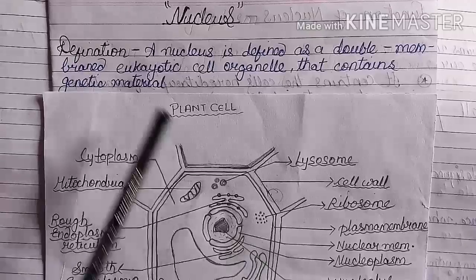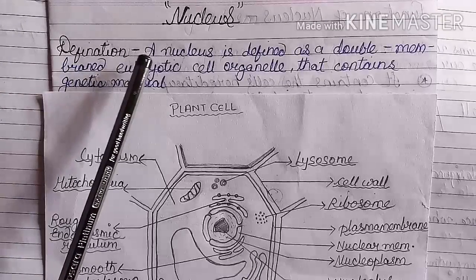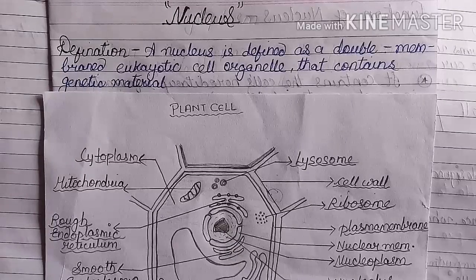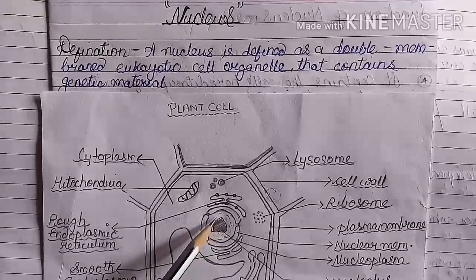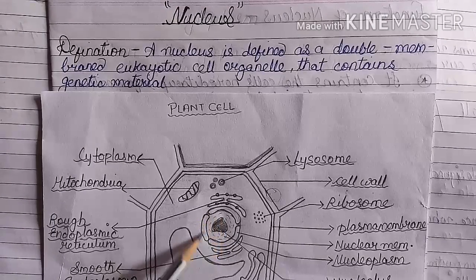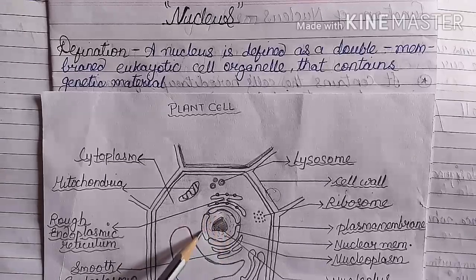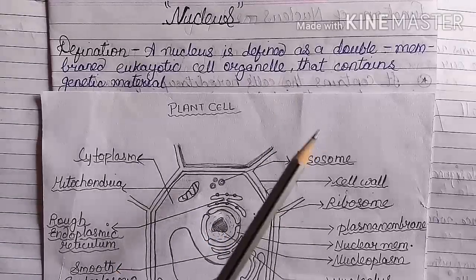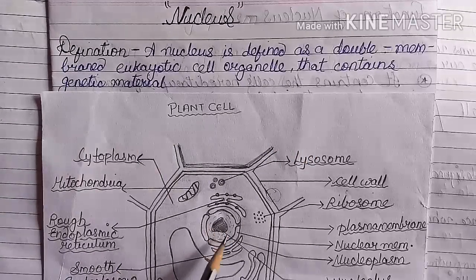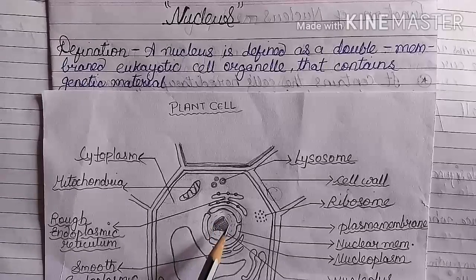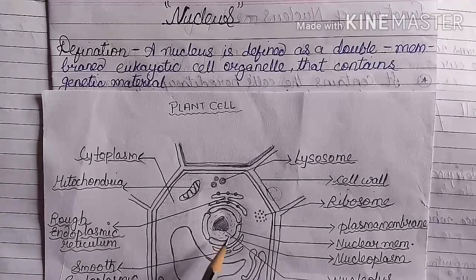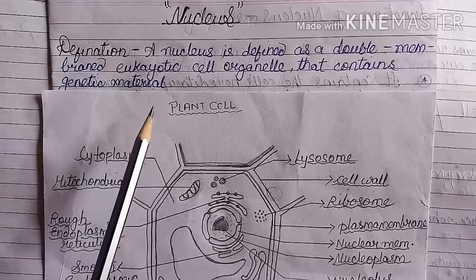What is written here is, a nucleus is defined as double membraned. You can see that it is a nucleus and it is surrounded by a double membrane. So it is a double membraned cell organelle that contains genetic material. Here it has the genetic material. That's why I'm saying it is the heart of the cell, because it contains our genetic material.